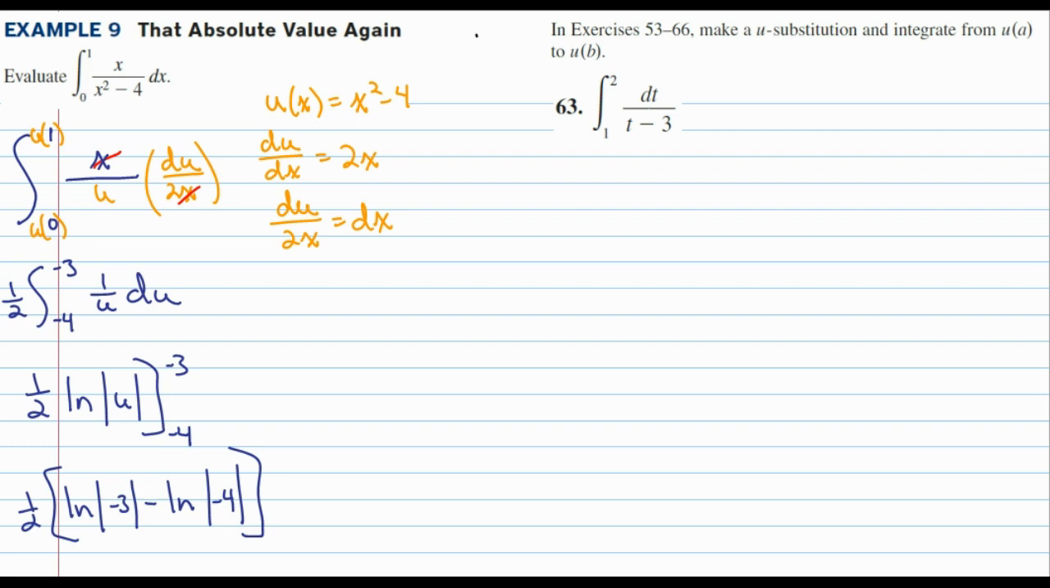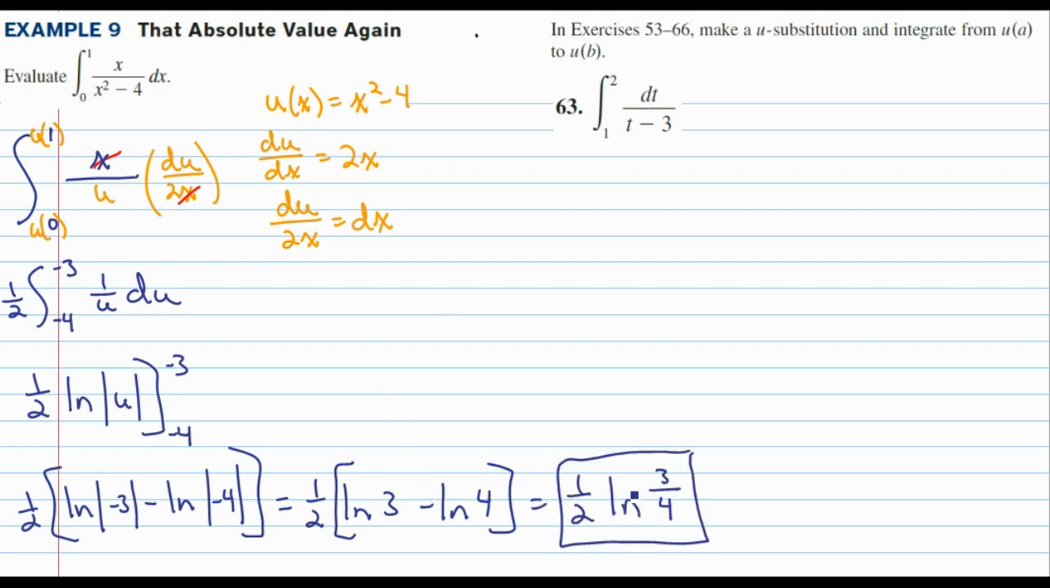So let's plug those in. Now I left the 1/2 on the outside, and then I took the natural log of the upper limit of integration minus the natural log of the lower limit of integration. And then that would be, without the absolute value, just the natural log of 3 minus the natural log of 4. And then a log property would combine that into the natural log of 3/4 with the 1/2 coefficient on the outside.